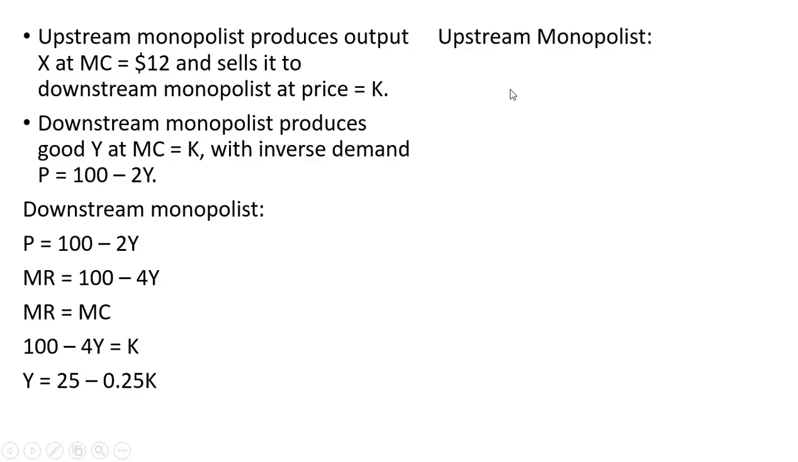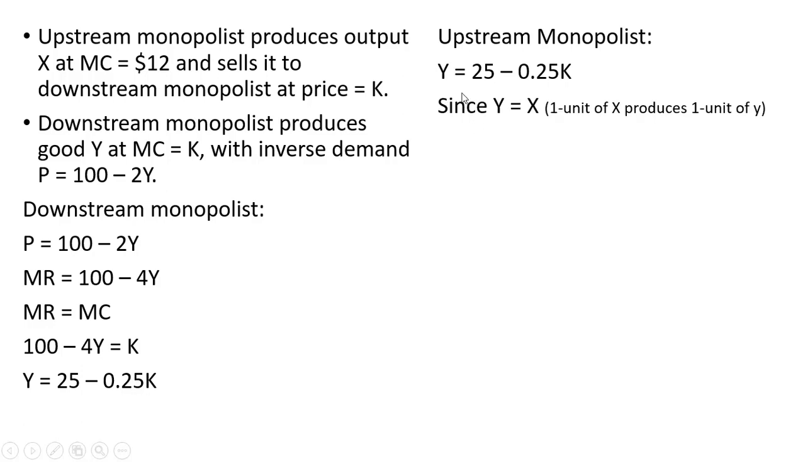Now let's move to the upstream monopolist. The upstream monopolist understands how the downstream monopolist will behave. So since Y equals X, our assumption here is 1 unit of X produces 1 unit of Y, we can replace this Y with X. So X equals 25 minus 0.25K.